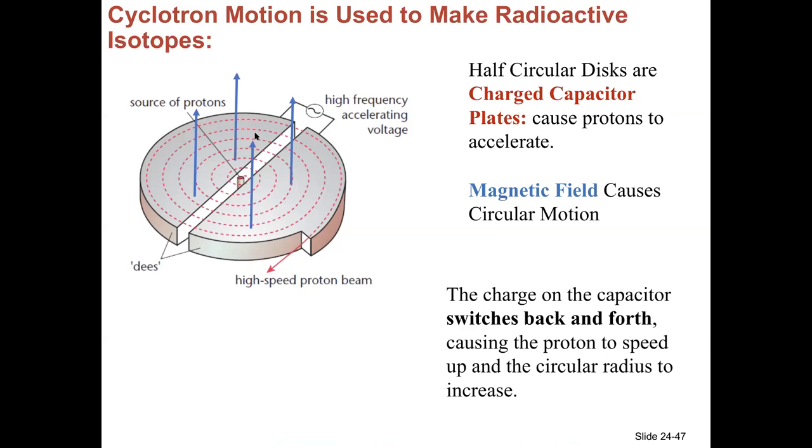The voltage on the plates has to switch back and forth frequently, so it causes the particles always to accelerate when they cross the gap. That's the only difference from our standard capacitor setup. The voltage switches back and forth, so it's always accelerating the particles that are moving across from one plate to another.